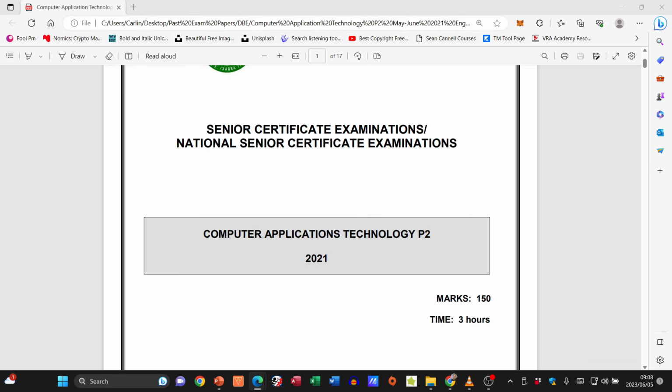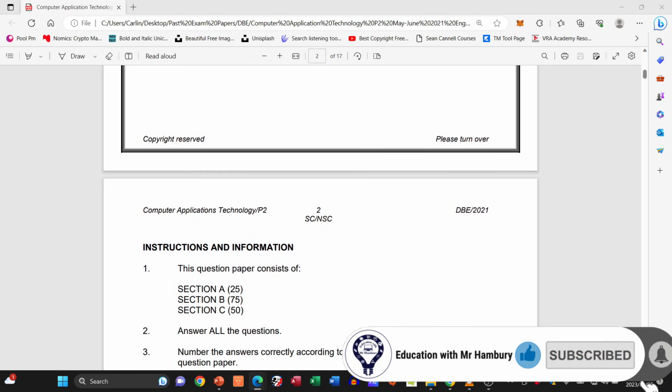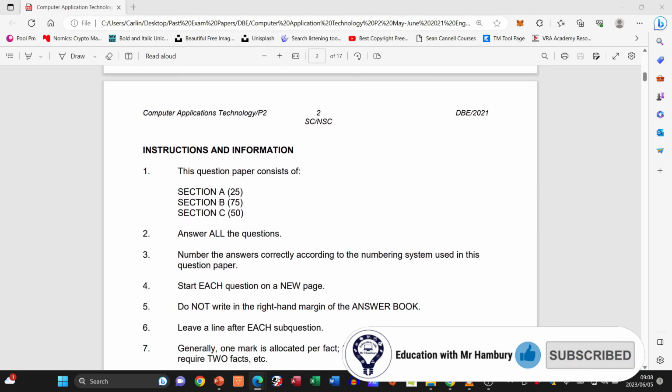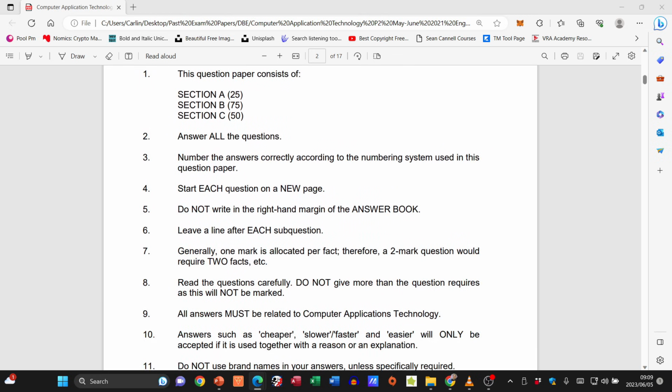So this is the June paper, and this was out of about 150, and they gave you about 3 hours for that. You can see the papers will always be broken up into section A, B, and C, which is 25 marks, 75 marks, and 50 marks. So let's go and have a look at this.